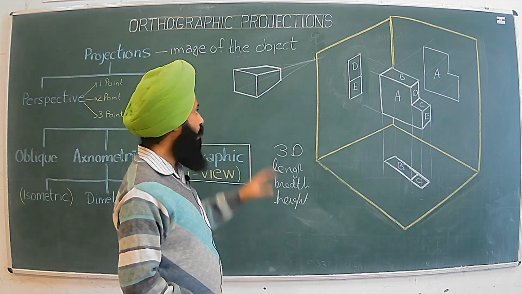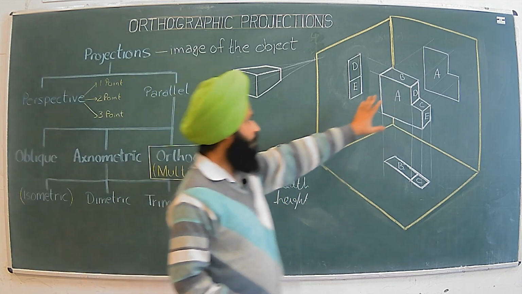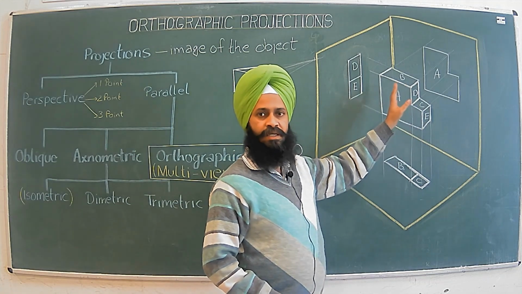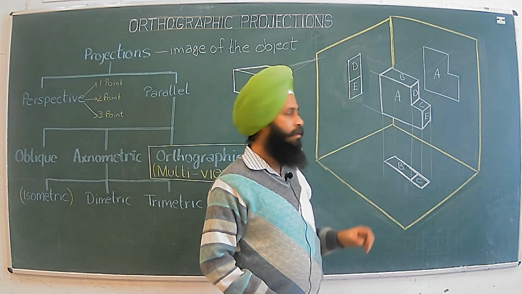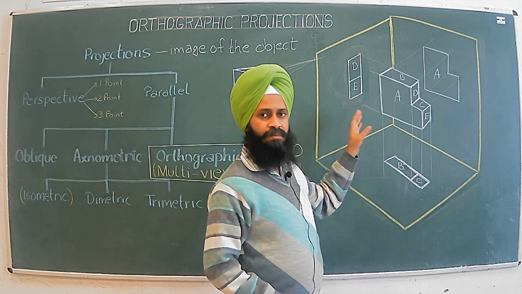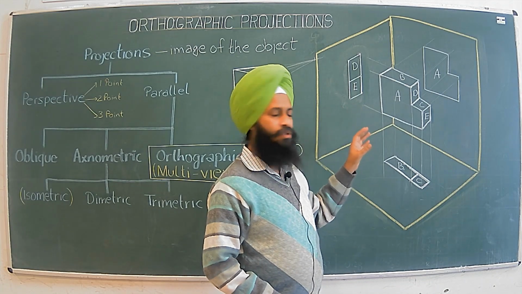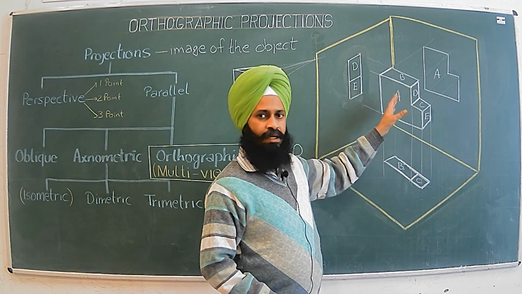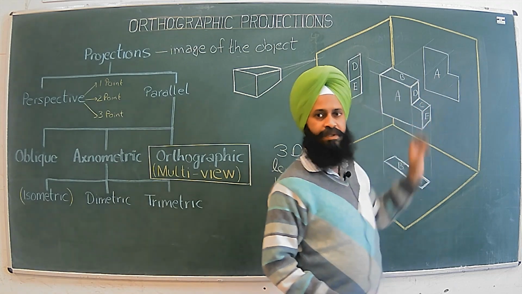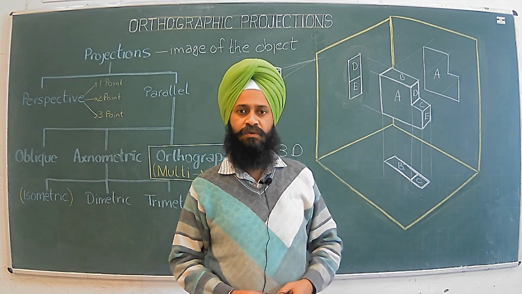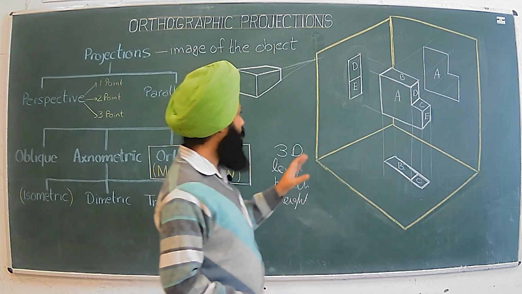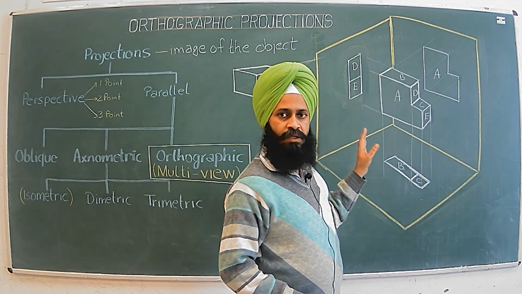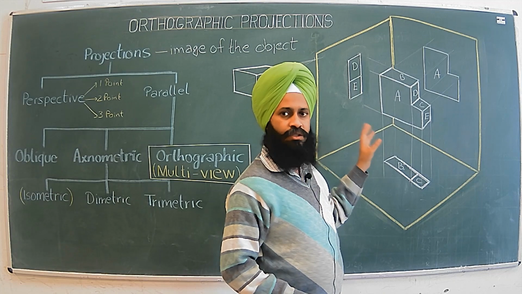In the case of orthographic projections, we have an object which has some length, breadth and height. It is a three-dimensional object. But as we see from different angles, we see different faces of this object, and the shape of this object appears different in different views. So how these views are drawn, we are to study in orthographic projection.